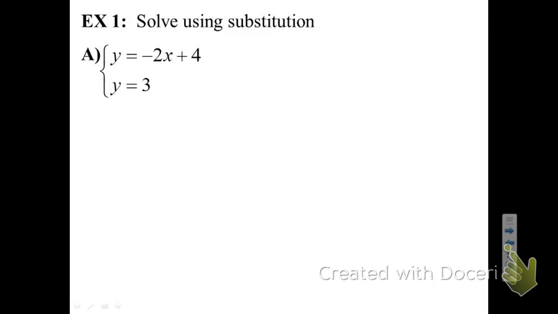So our first example, it says solve using substitution. In this one, it's a lot simpler than some of the other ones you'll see. You actually know what y is right here. y is 3, so you have half of a solution. So you're going to take that 3 and substitute it into the y of the first equation. So it will read 3 equals negative 2x plus 4. And if you notice, you only have one variable to solve for now.